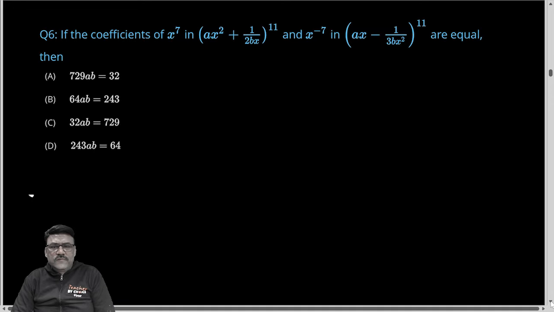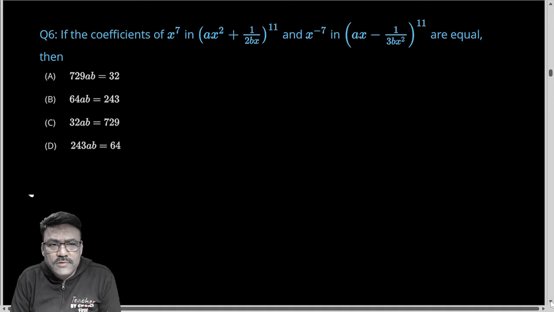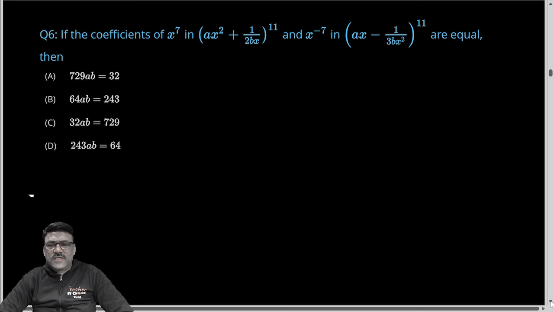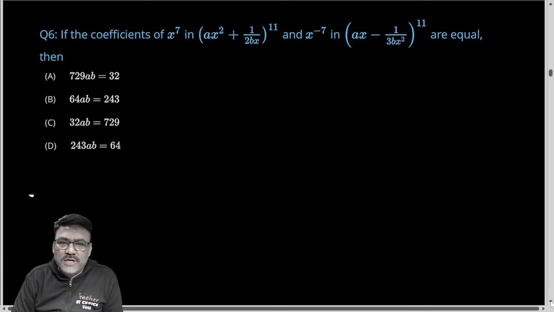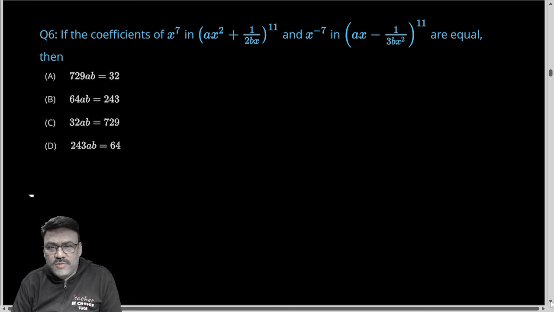Okay, let's see this question now. This is from binomial theorem. Two expansions are given to you. In the first one, I need the coefficient of x raised to 7, while in the second one, I need the coefficient of x raised to minus 7. And these two coefficients are equal. Coefficient of x raised to 7 and coefficient of x raised to minus 7, both are equal here. So then you have to relate A and B. Okay.